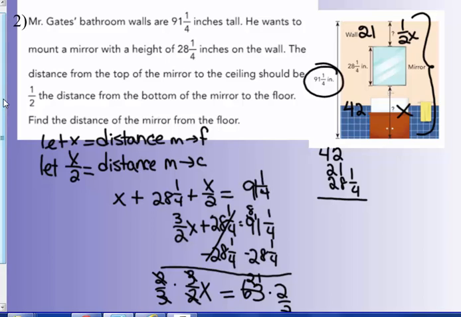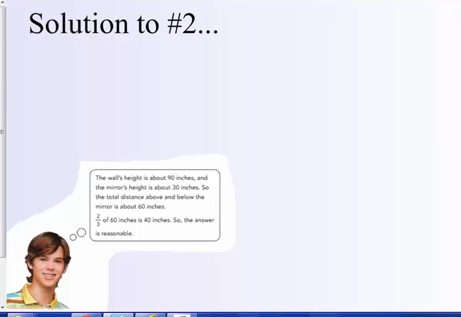So when I add that all together, yes, I'm going to get 91¼. Okay. And yes, I'll leave the table for you. What is the distance? Find the distance of the mirror to the floor. We found that. It was 42 inches. Last question.